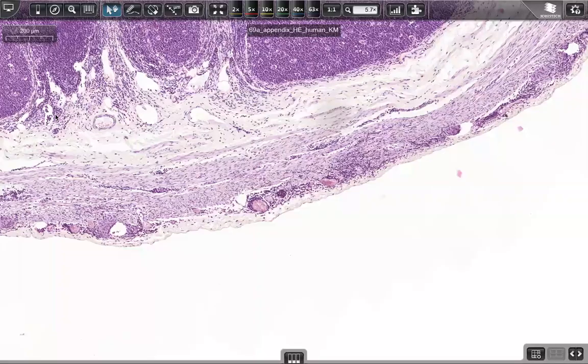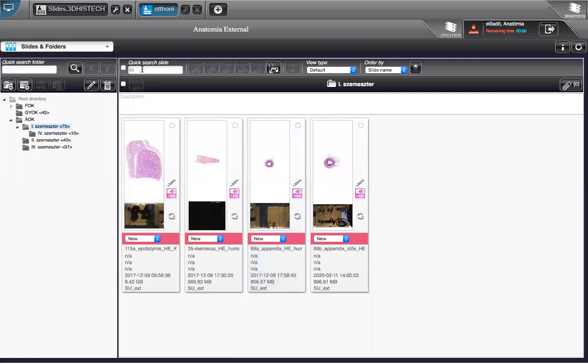Okay, let's move on. Our next slide, I think the next is the liver. We're gonna start the liver, number 71.